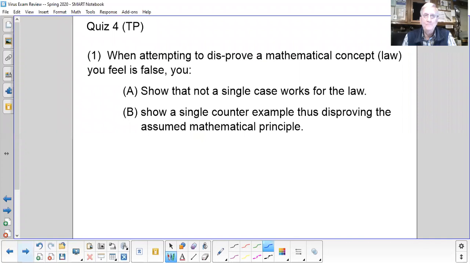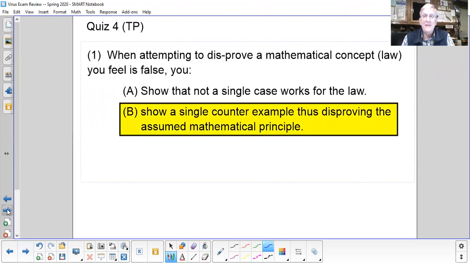So here we go. When attempting to disprove a mathematical concept or law you feel is false, you show that not a single case works for the law, or you show a single counterexample, thus disproving the assumed mathematical principle. Well, I think you know that the counterexample is the idea here, and that is the correct answer, choice B.